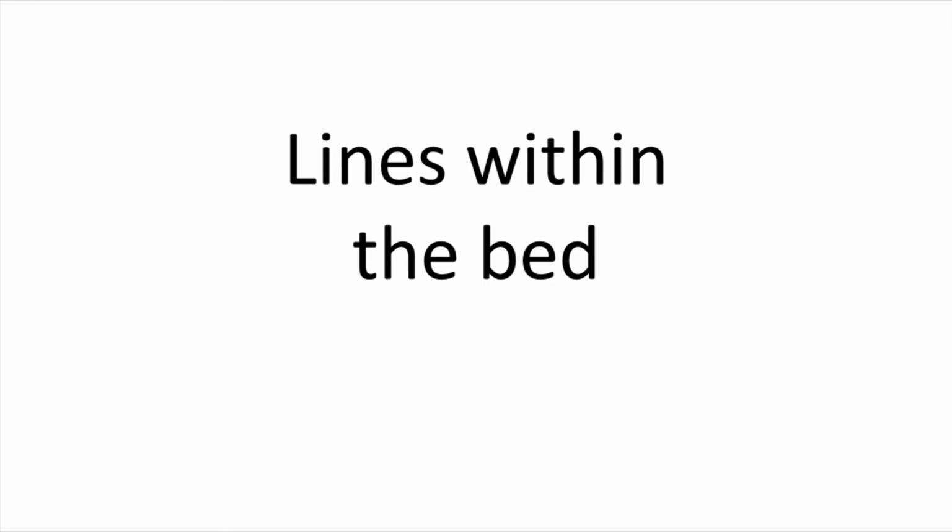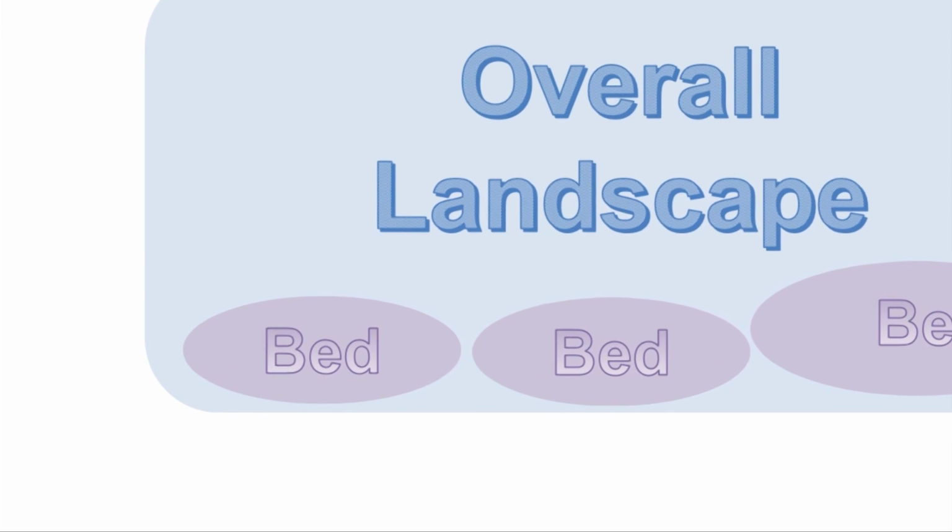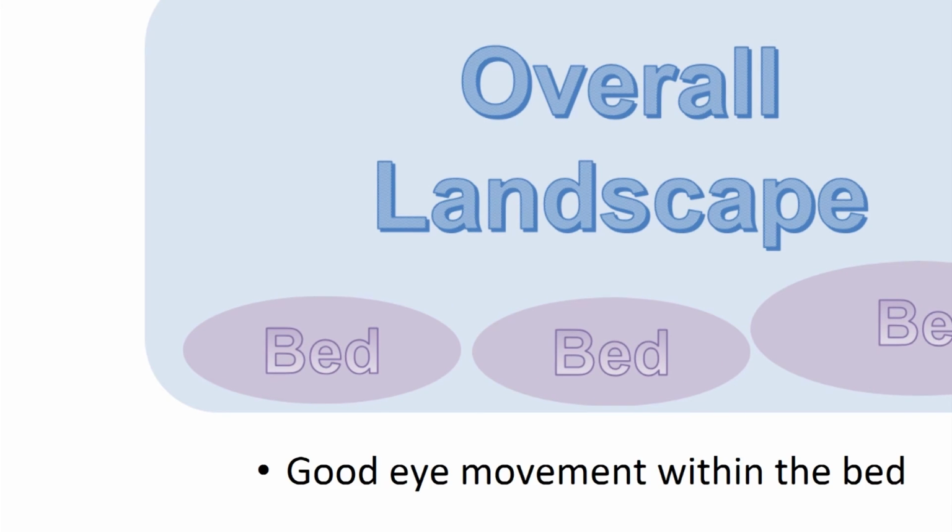Within a bed, you need some kind of lines as well. You might have a bed that's part of an overall landscape that's viewed from a distance, and there are lines throughout the landscape moving the eye around. From a distance, the viewpoint covers more area and a bigger part of the landscape. But if you walk up to the bed, your viewpoint gets smaller. It covers less area as you look at things close up. So when you're looking at a bed closer up, you also need to have good eye movement within that bed.